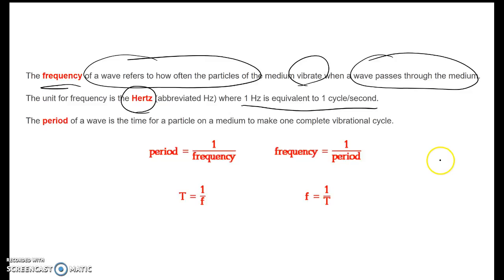So, a cycle would be up, down, back up again, right? So going back to the rest position. So if we go up, down, back up again, that's 1 cycle. And how many cycles per second would be our frequency in hertz.